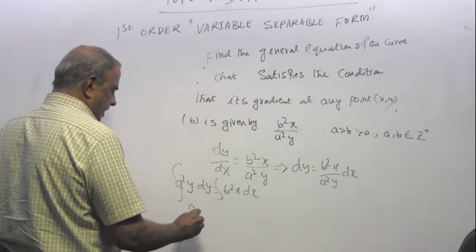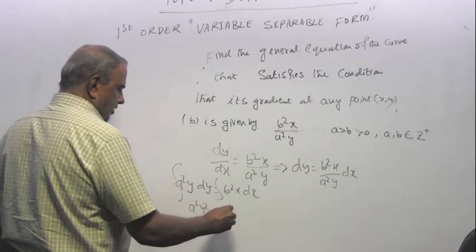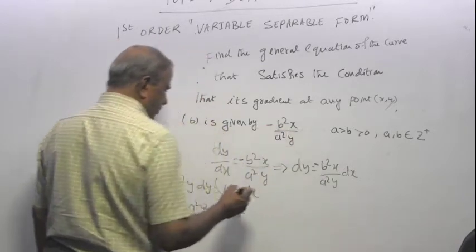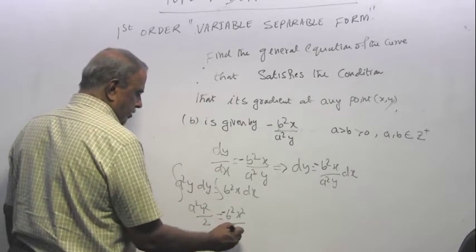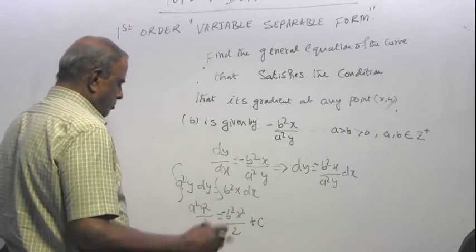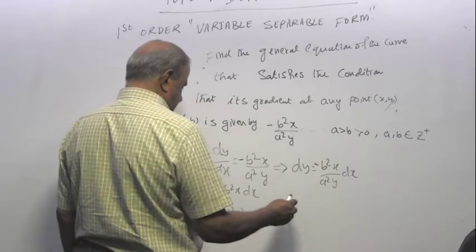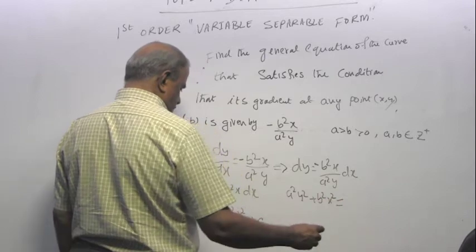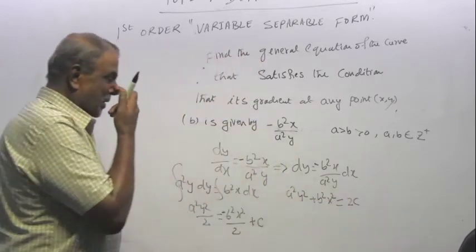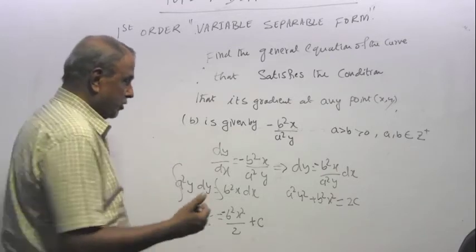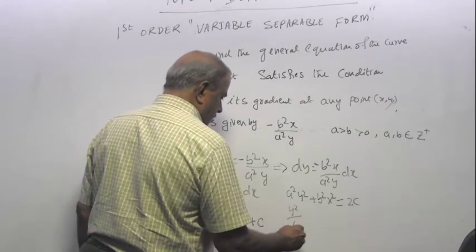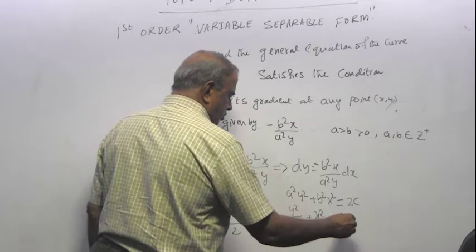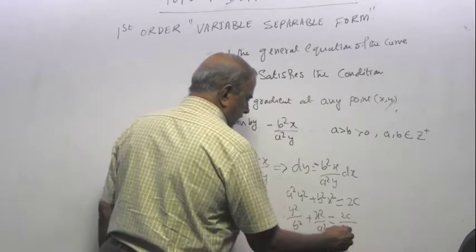Now integrate. a squared y squared over 2 is equal to b squared. Oh, sorry, I have to have a minus sign. I forgot a minus sign. So, minus b squared x squared over 2 plus c. Multiply throughout by 2, I get a squared y squared plus b squared x squared is equal to 2c. Divide throughout by a squared b squared. I get y squared over b squared plus x squared over a squared is equal to 2c over a squared b squared.